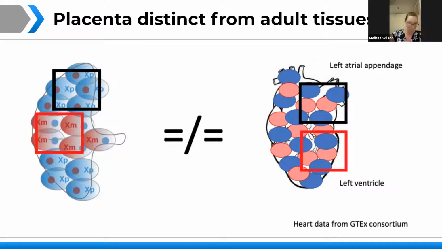And spoiler alert, it's very different. In fact, in the placenta, we see these large patches of maternal or paternal X being completely inactivated. But in the heart, in the left atrial appendage and then the left ventricle, we observe mosaic X inactivation across almost all of those samples with very little skewing or very little patchiness. Next, please.